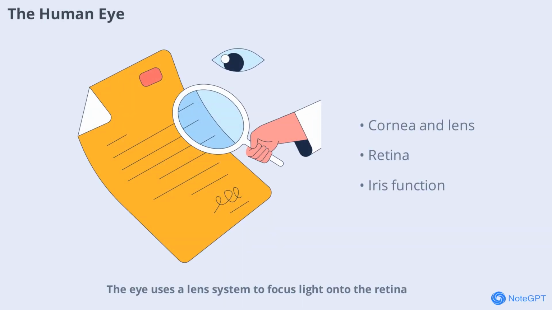The eye uses a lens system to focus light onto the retina, forming images that our brain interprets. The cornea and lens work together to bend incoming light, and the iris controls the amount of light entering the eye. Understanding the eye's structure helps us appreciate how optical devices mimic or enhance our natural vision.